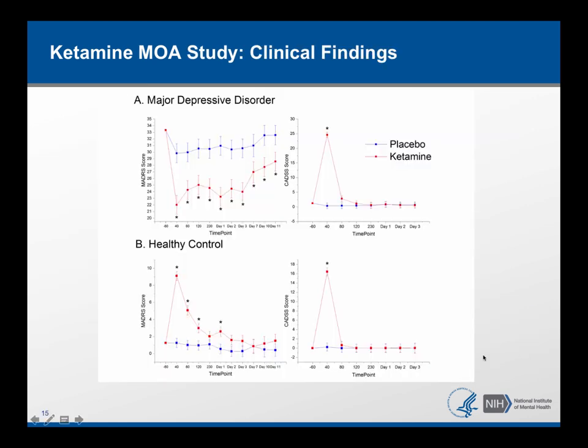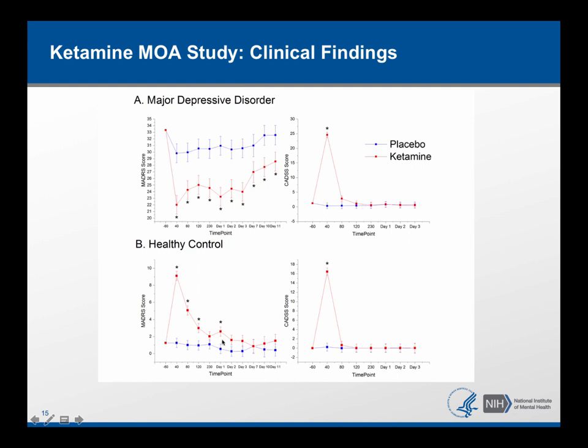So our clinical findings from that study were, again, in our depressed subjects, we saw this robust decrease in MADRS score. MADRS is just a depression rating scale, and so we saw a large decrease in their depressive symptoms that actually, in this particular cohort, lasted out to at least day 11, and our subjects also saw an acute increase in dissociative symptoms that went away rapidly.